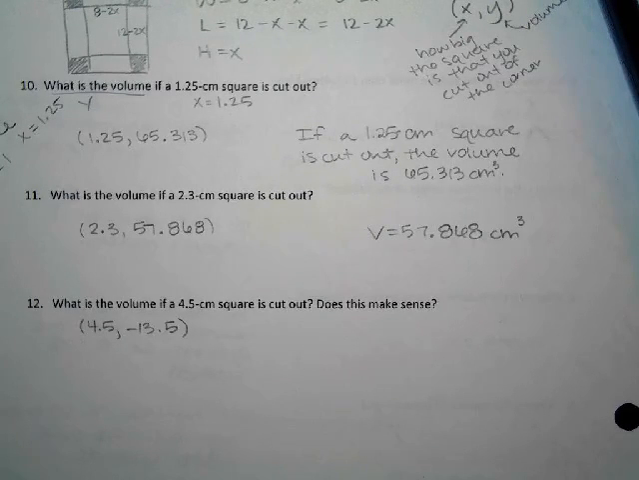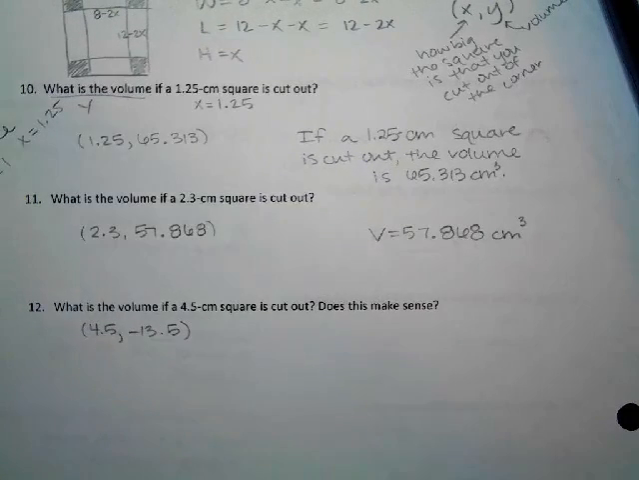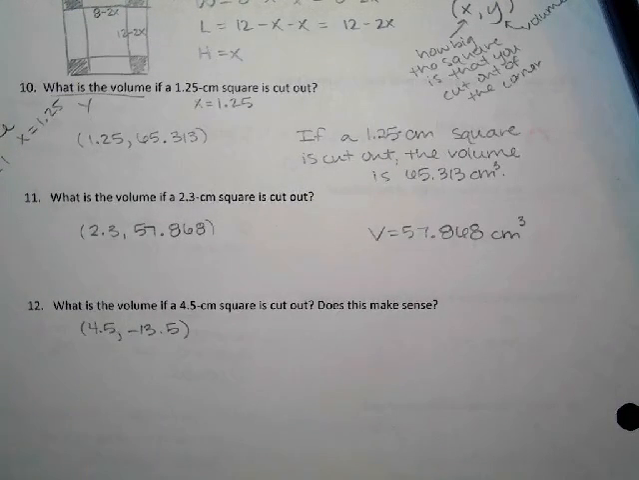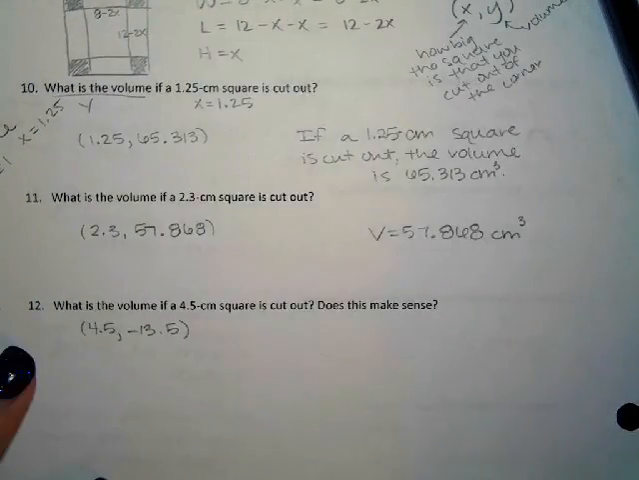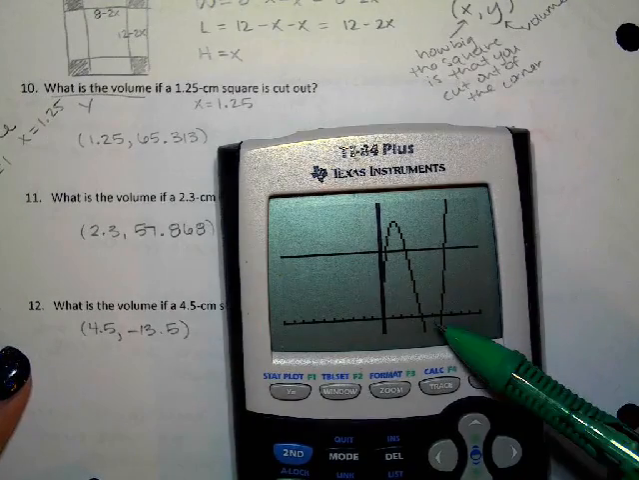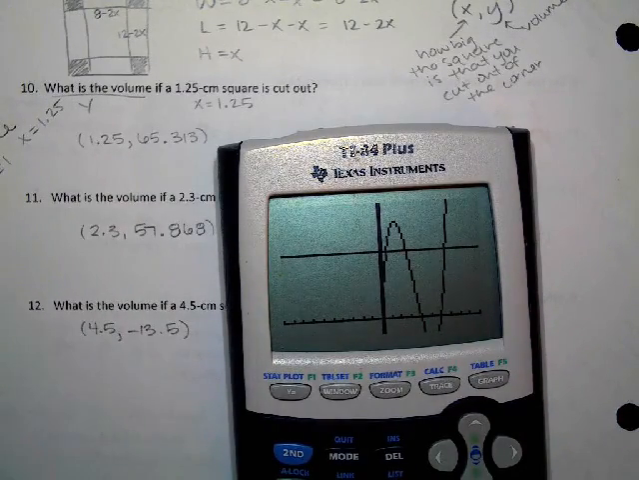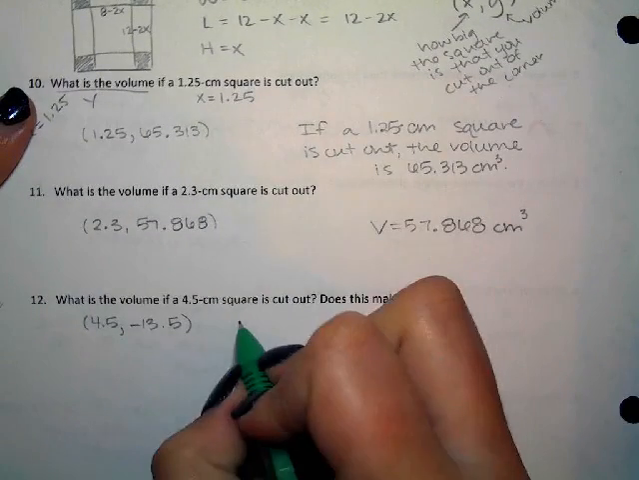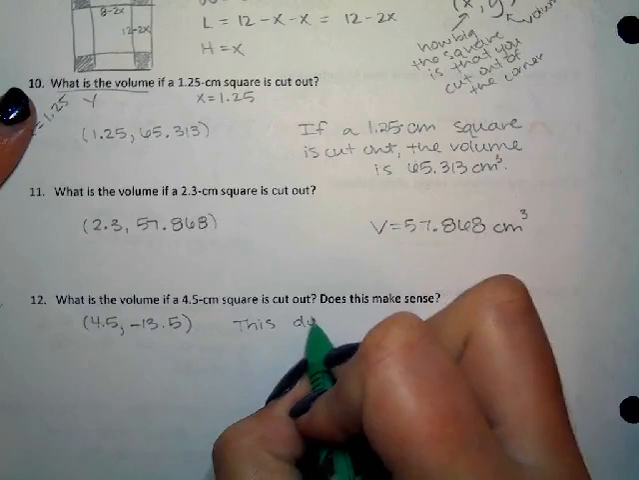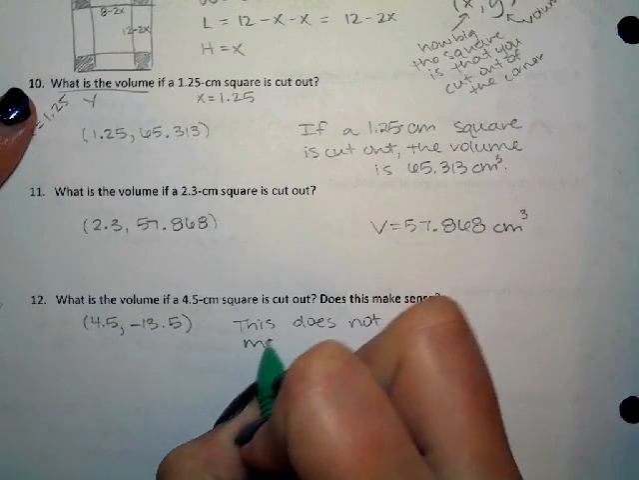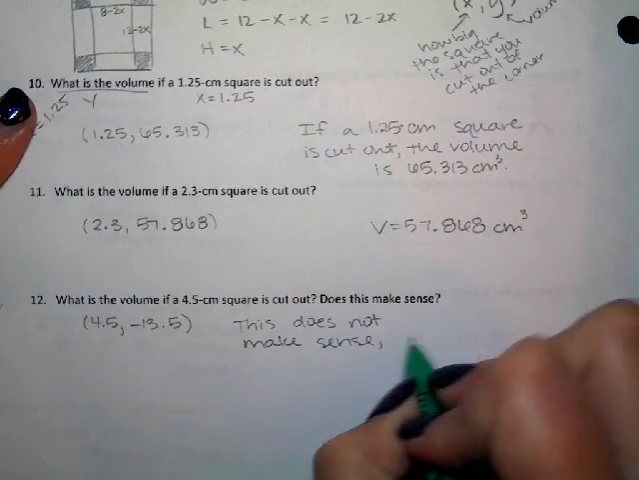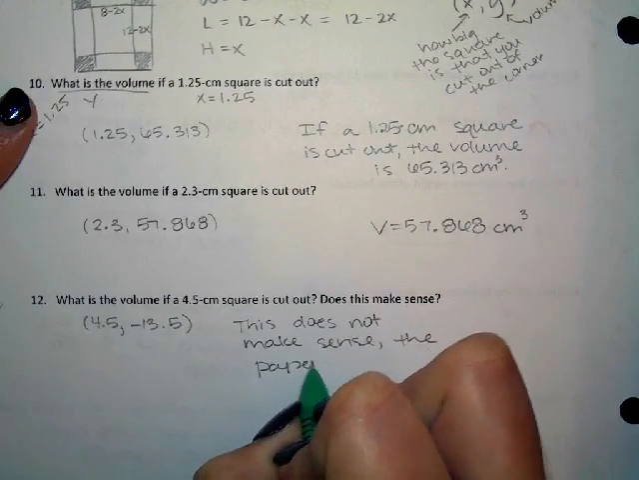That's what would be on the other side of that. So these are solutions that show up on the graph, but for the context of the problem, absolutely do not make sense, okay? So we're going to say this does not make sense. Yeah. The paper isn't big enough. Okay.